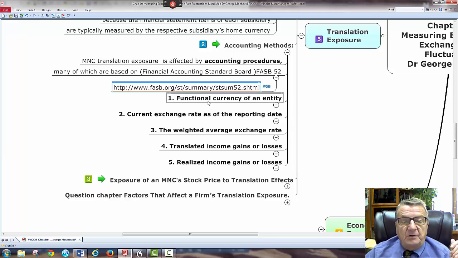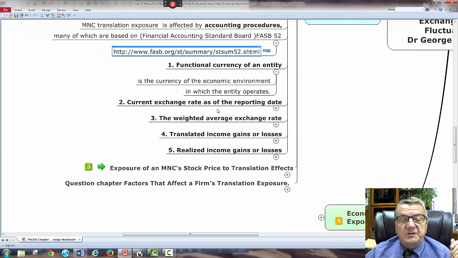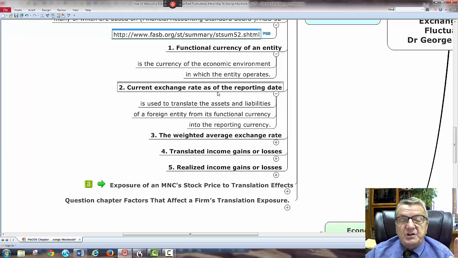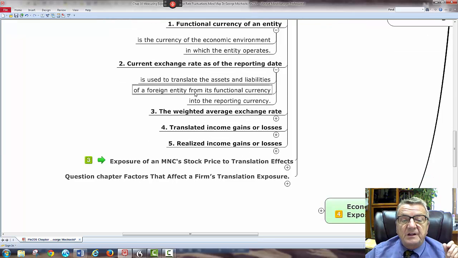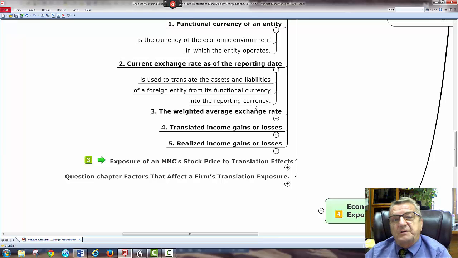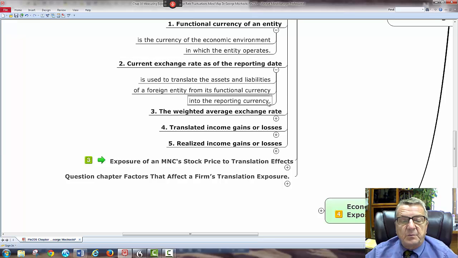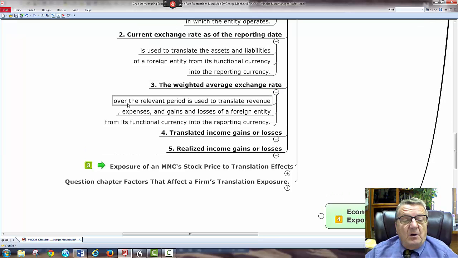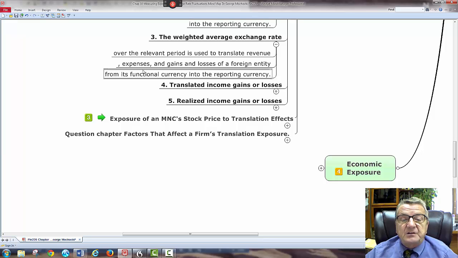Okay, close that off. All right, so the functional currency of an entity is the currency of the economic environment in which the entity operates. Basic definitions here. The current exchange rate at the reporting date is used to translate the assets and liabilities of a foreign entity from its functional currency to its reporting currency, back to the home, to the parent. Functional to reporting. The weighted average exchange rate over the relevant period is used to translate revenue, expenses, gains, and losses of a foreign entity from its functional currency to the reporting currency. Look at it, write it down now. Freeze it, write it down, go forward.